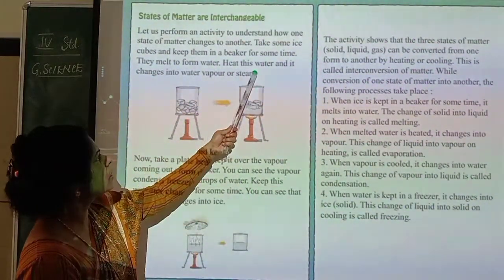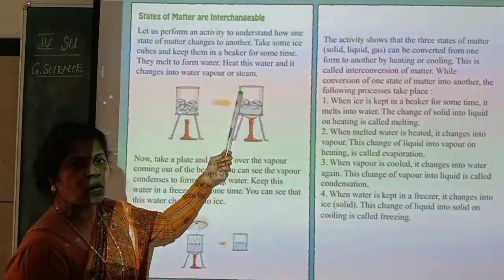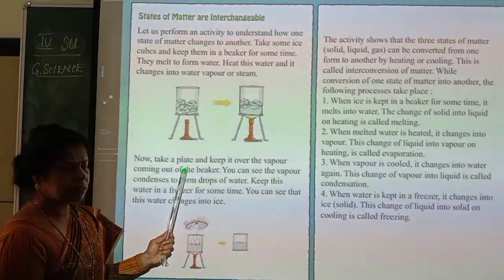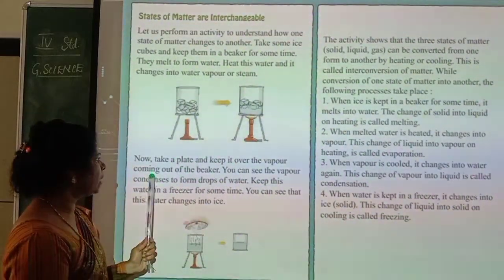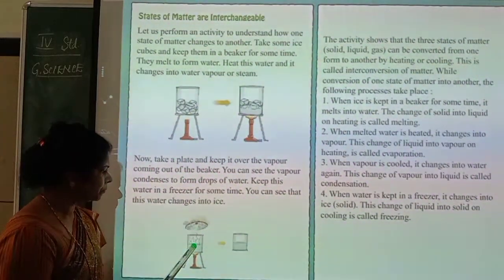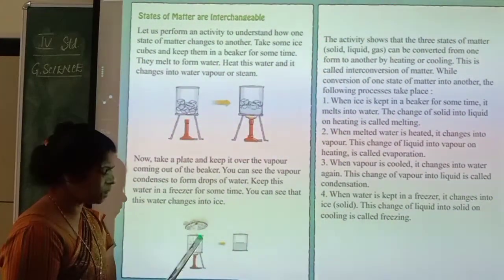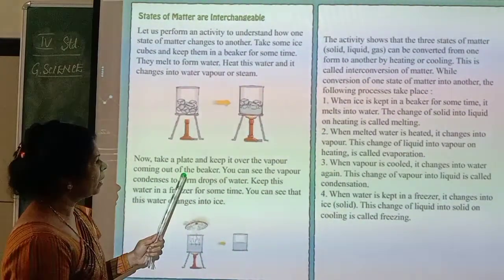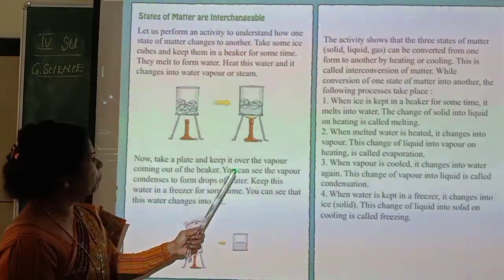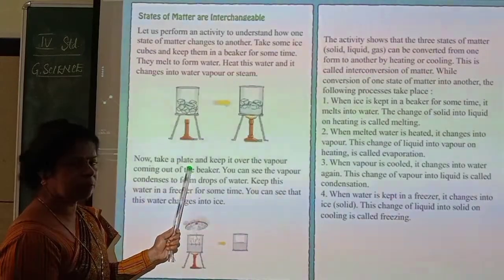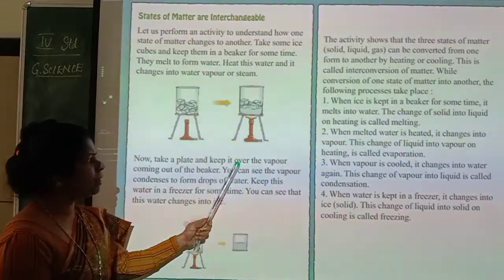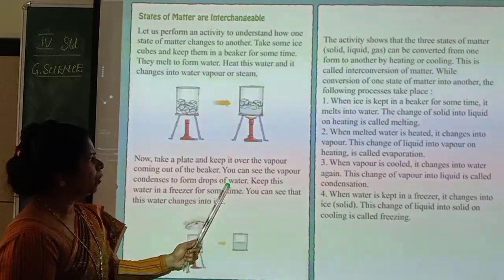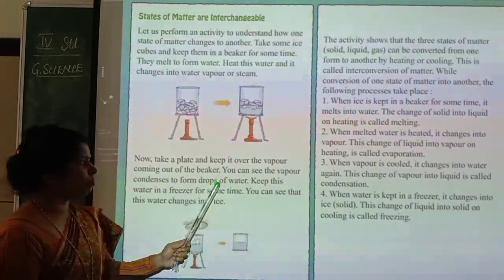Okay. So heat this water and it changes into water vapor or steam. Now take a plate and keep it over the vapor coming out of the beaker. See, the vapor is coming out now, steam is coming out now. You are going to keep a lid over that. Plate is like a lid and keep it over the vapor coming out of the beaker. You can see the vapor condenses to form drops of water.